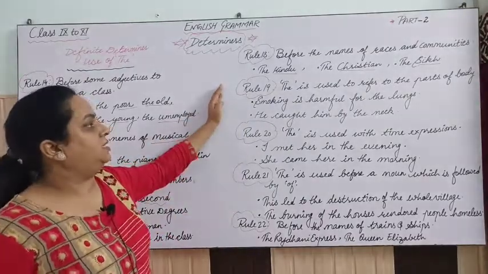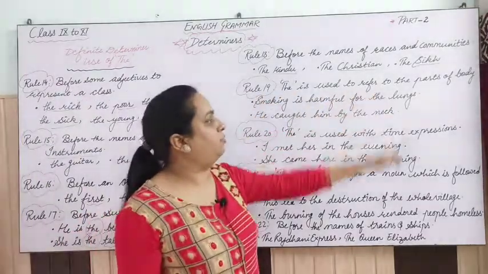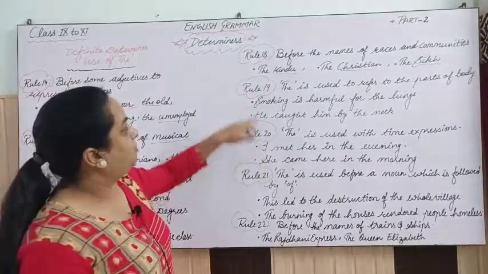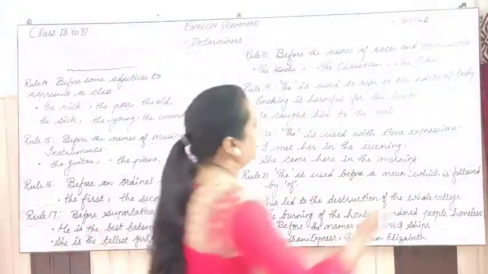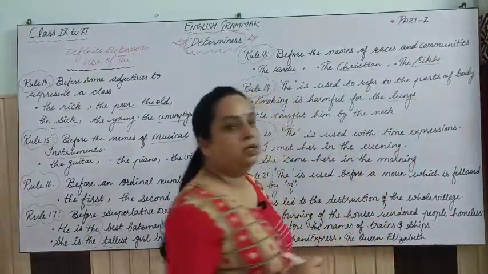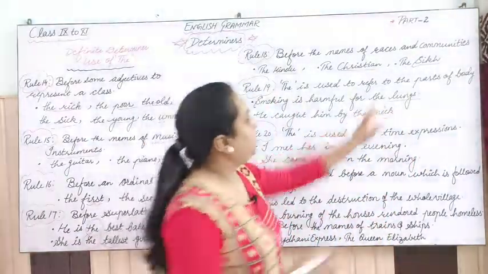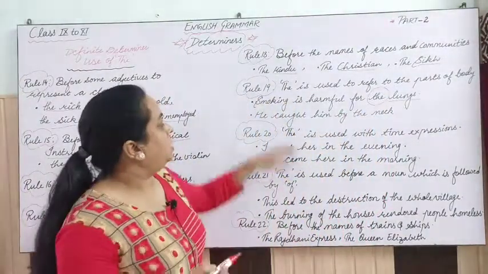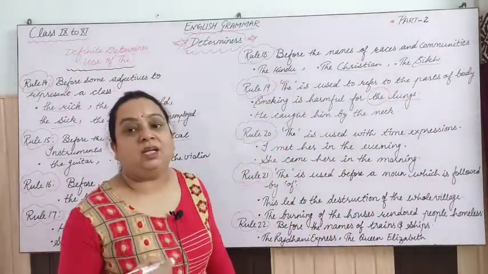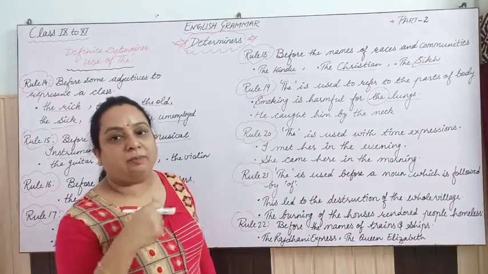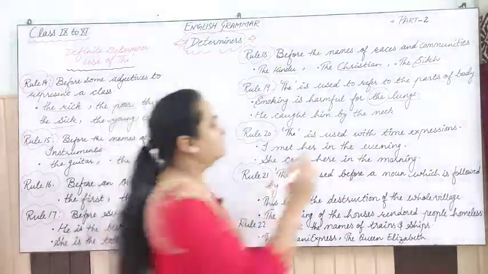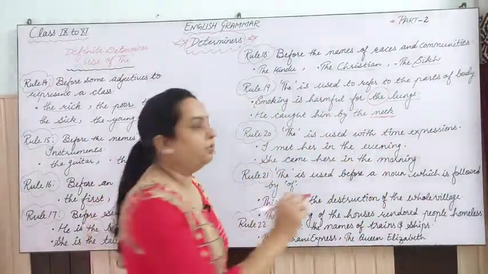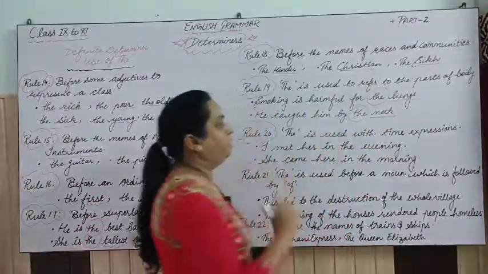Rule number 19 says the is used to refer to the parts of the body. For example, smoking is harmful for the lungs. So lungs is what here? That is a part of the body, and the determiner we have to use with that is the. He caught him by the neck. Generally we say he caught him by neck, so that is wrong. Whenever we have to use any part of the body, we have to use the with that as a determiner.